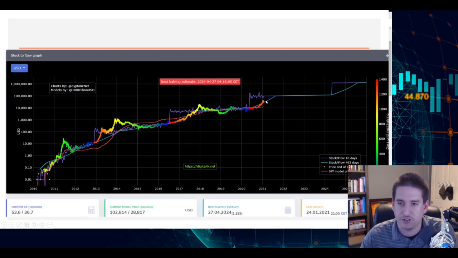The model turned out to be pretty useful. If you look at the website here, it shows the current stock to flow, which is 53.6, because of that abrupt shoot up after the halvening that just occurred in May 2020. But if you smooth it out, because Bitcoin price doesn't move quite that fast, and look at a 463-day average instead, the stock to flow would be 36.7.